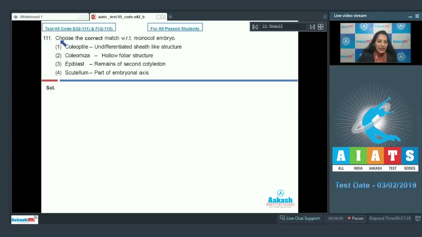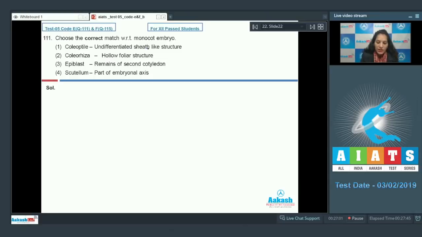Question number 111. Choose the correct match with respect to the monocot embryo. First option, coleoptile, undifferentiated sheath-like structure. Second, coleorhiza, holofoliar structure. Third, epiblast, remains of second cotyledon. Fourth, scutellum, part of embryonal axis. You have to choose the correctly matched option.